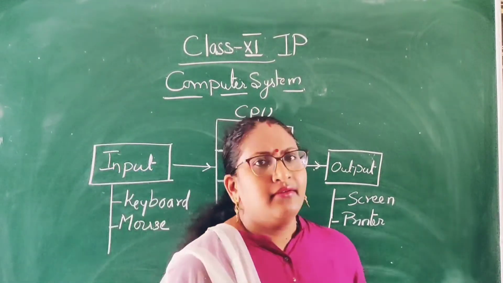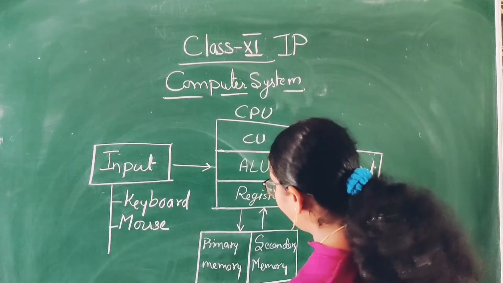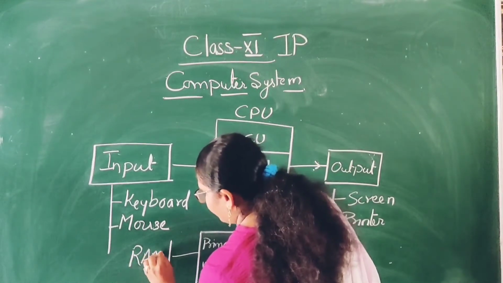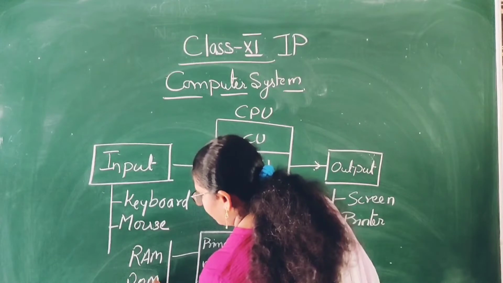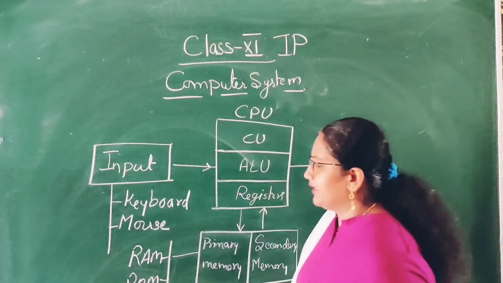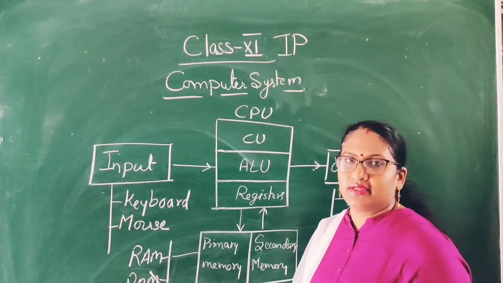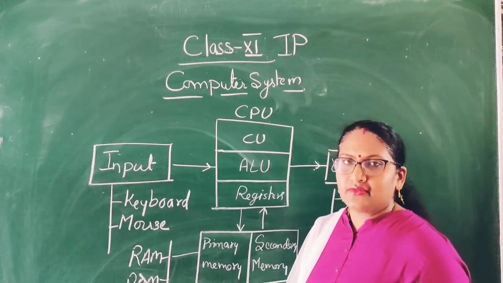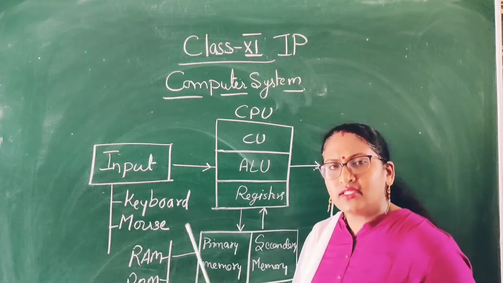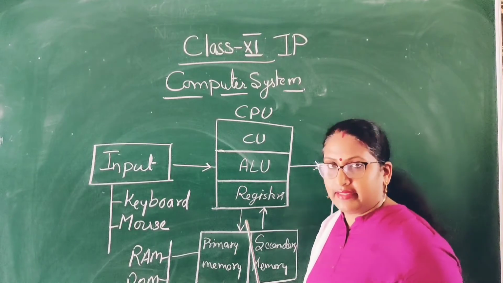In primary memory you have RAM, ROM, and cache memory. RAM means random access memory. In this, you can read and write your memory. ROM means read only memory. You can only read the content. You are not supposed to write anything.